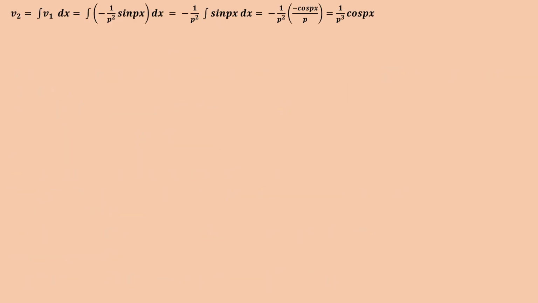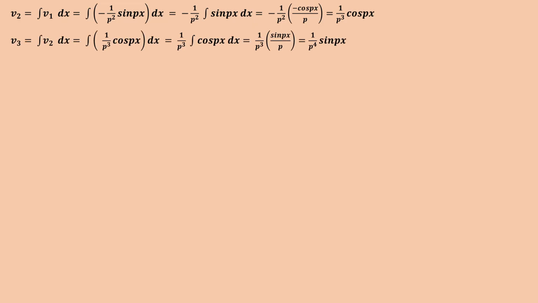Then v2 is equal to integral v1 dx. So that is equal to integral minus 1 by p square sin px dx, which is equal to minus 1 by p square integral sin px dx. So integral sin px dx is minus cos px by p. So you will get 1 by p cube cos px.